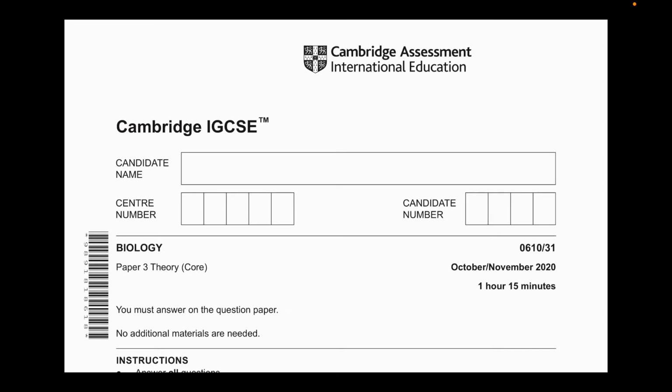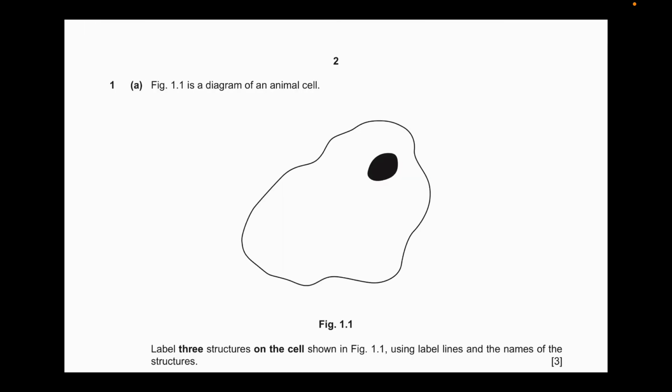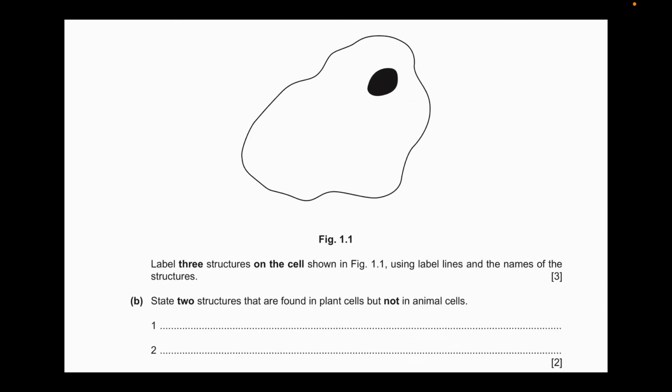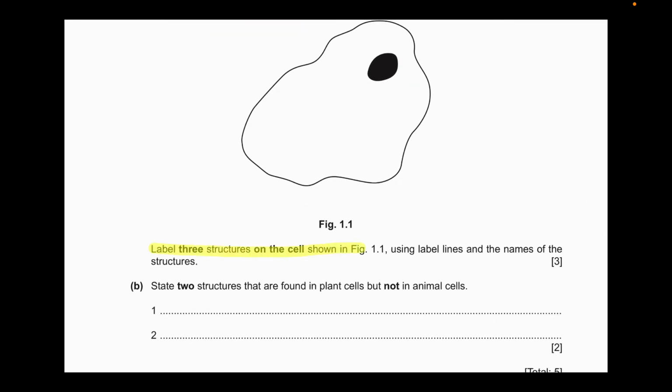Hello everyone. Today we'll be solving Cambridge IGCSE Biology Paper 3 Core Syllabus October-November 2031. Question number 1. Figure 1.1 is a diagram of an animal cell. Label 3 structures on the cell shown in figure 1.1 using the label lines and the name of the structures.